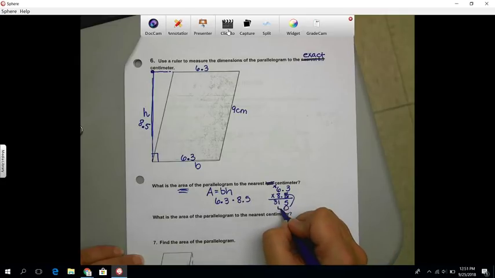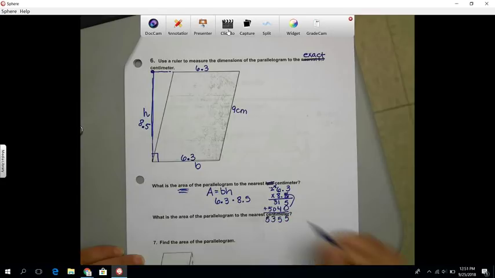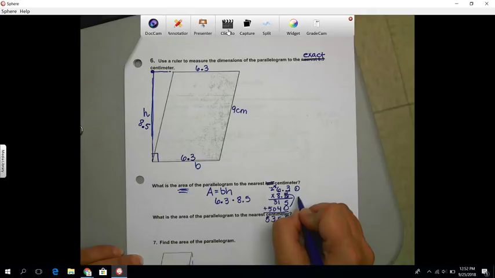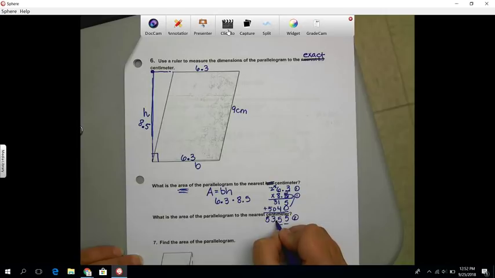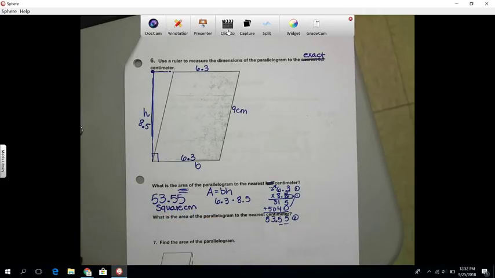8 times 3 is 24. 8 times 6 is 48. 49, 50. And we're going to add them. 5, 5, 3, 5. But recall that we do have some decimal points. So we have 1 digit behind the decimal here, 1 digit here, which means I need to move it over 2 times to the left. So my area right here is 53.55 square centimeters of my parallelogram.